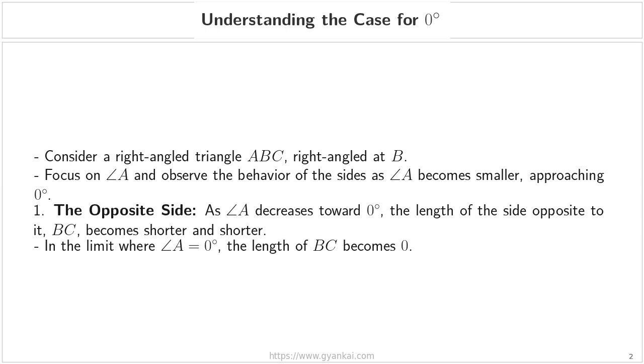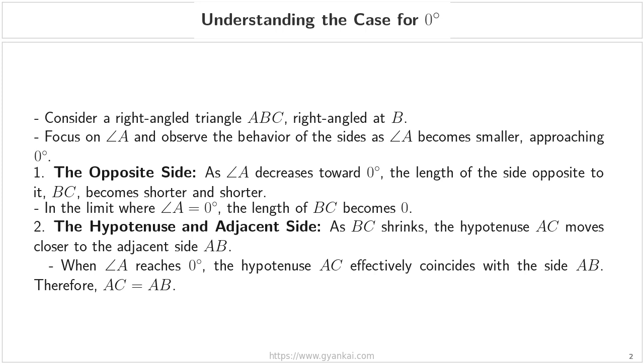Let's break this down step by step. First, let's look at the opposite side. As angle A decreases toward 0 degrees, the side opposite to it, which is side BC, starts to get shorter and shorter. If we follow this to the extreme limit, where angle A actually reaches 0 degrees, the length of side BC effectively becomes 0.